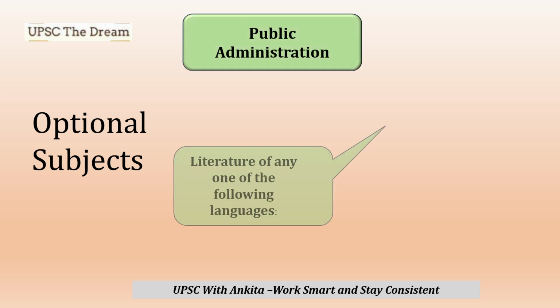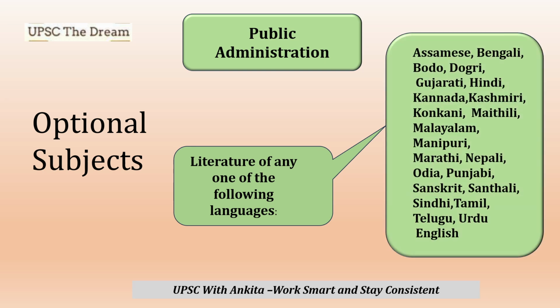Apart from all these subjects, there are papers related to the literature of any one of the following languages: Assamese, Bengali, Bodo, Dogri, Gujarati, Hindi, Kannada, Kashmiri, Konkani, Maithili, Malayalam, Manipuri, Marathi, Nepali, Odia, Punjabi, Sanskrit, Santhali, Sindhi, Tamil, Telugu, Urdu, and finally English. So, UPSC gives a variety of subjects. You can choose according to your willingness and interest. But for choosing technical subjects like the engineering subjects, we should have a degree in that.